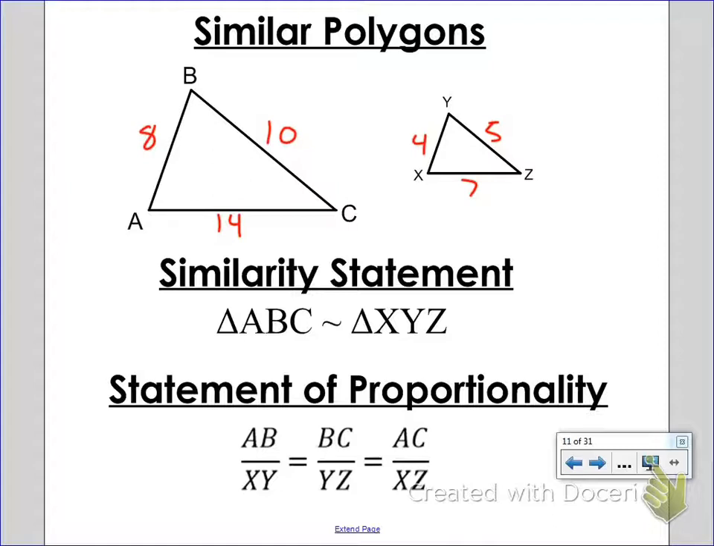So each one of these has the exact same proportion, where essentially triangle XYZ is half the size of triangle ABC, because every single one of the sides is half of the side length from triangle ABC.